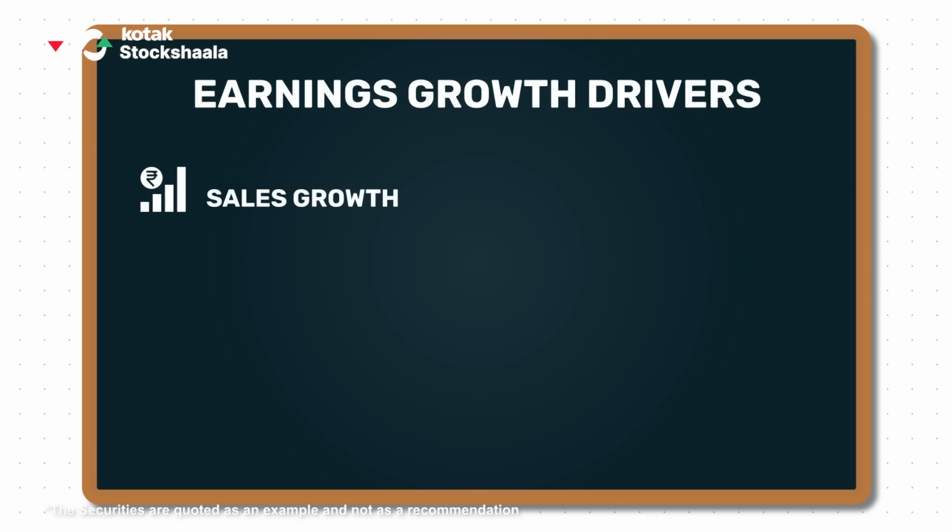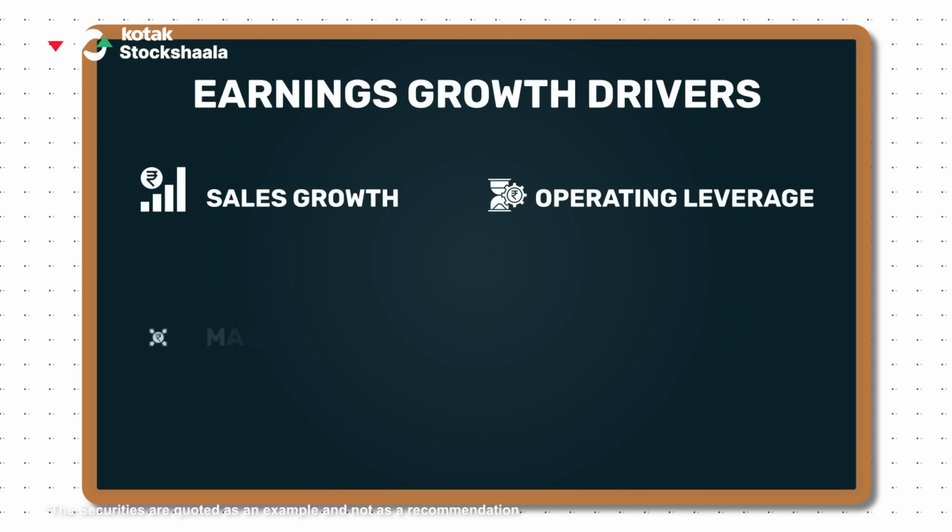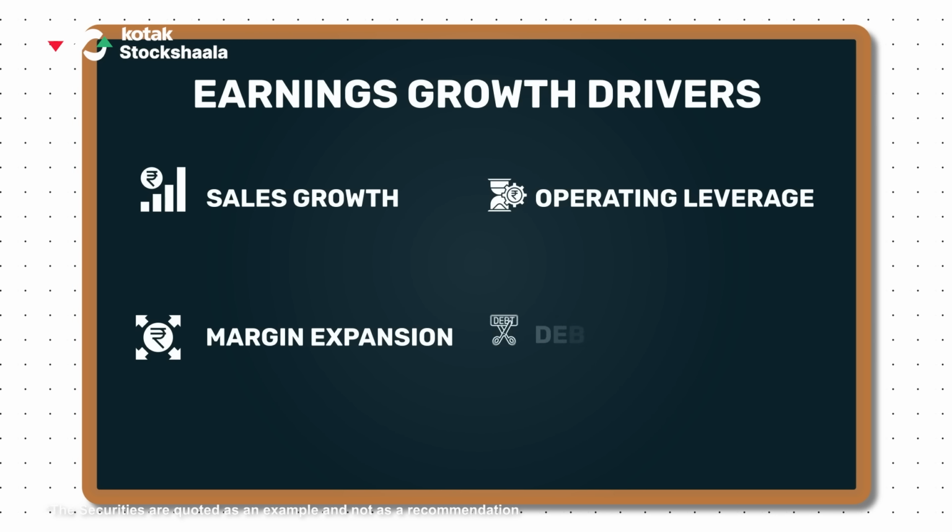Out of that, if you want to think about earnings growth, there are 4 parameters you need to learn about. So the first parameter is how the sales of the company can grow, right? So think about how different ways the sales can grow. The second is operating leverage. The third is margin expansion. And fourth is debt reduction. So these are the 4 cylinders.